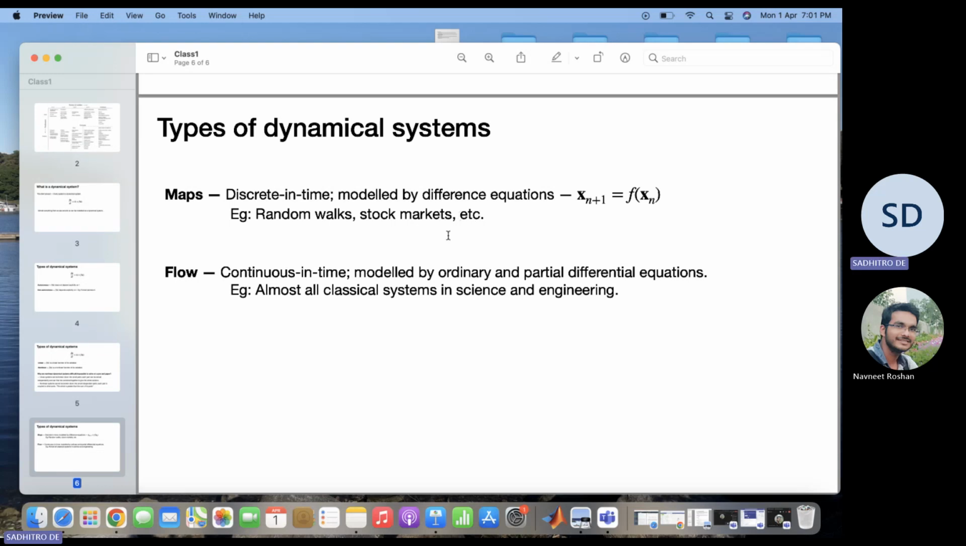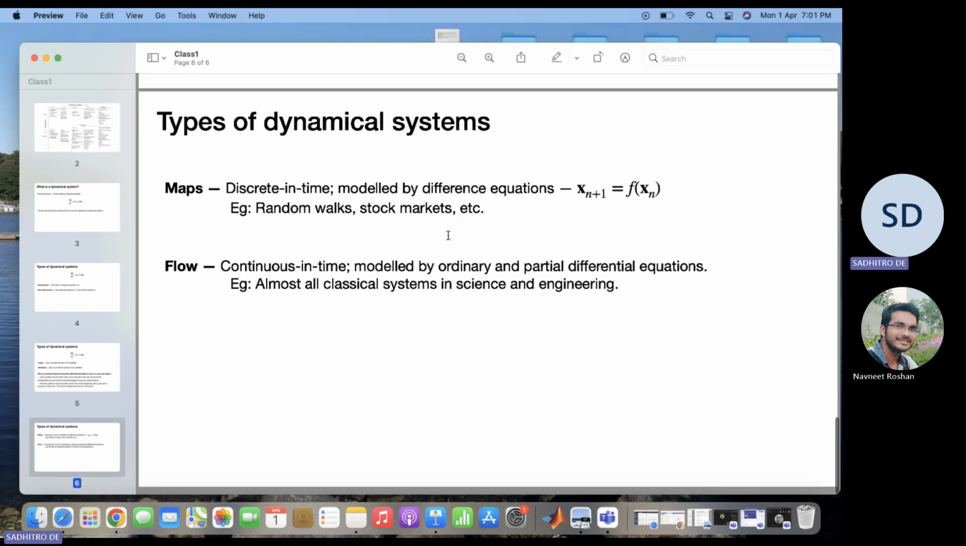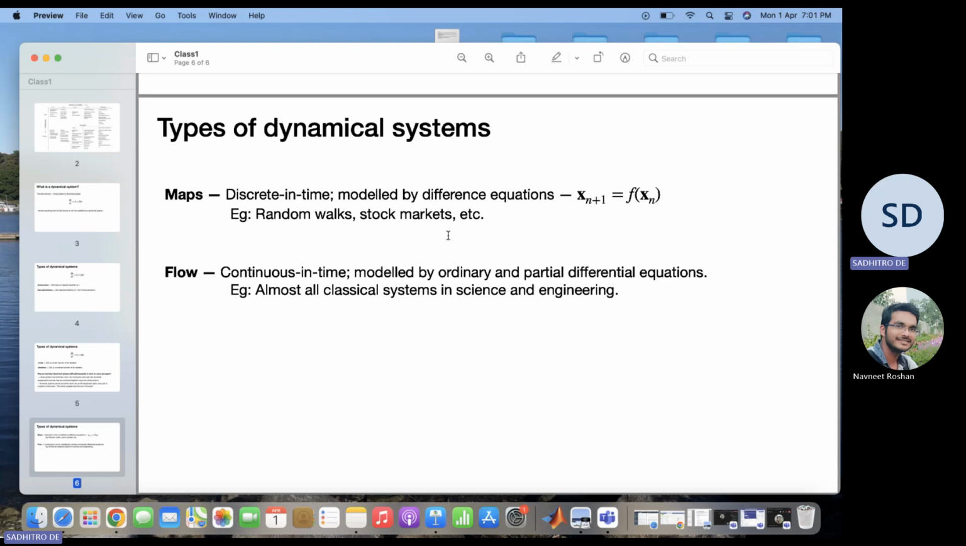Now, depending on how one models a dynamical system, it can be classified as maps and flows. What is a map? A map is a discrete-in-time dynamical system. Basically, if you have a system in a certain state right now, after 1 hour you again measure the system, and after another hour you measure it again, and so on, and you only have data stored in samples of 1 hour, then you have the data in a discrete manner.